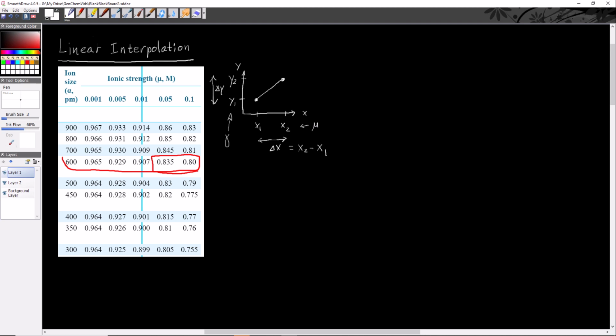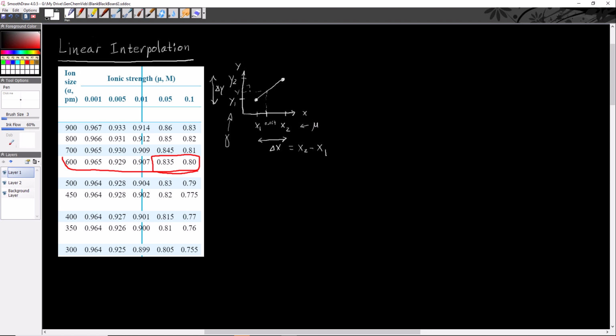We actually know what our ionic strength is. Our ionic strength is in between here, at 0.067, so I'll squeeze it in there. So we know what that x value is. A good way to estimate is to go up here and say it's going to be the corresponding y value, right here. We don't know what that is. That's what we're trying to figure out.